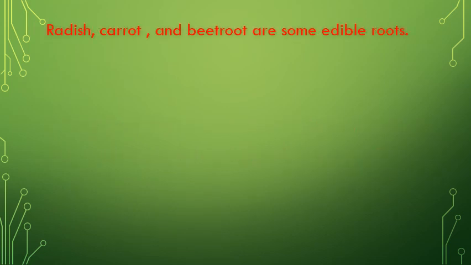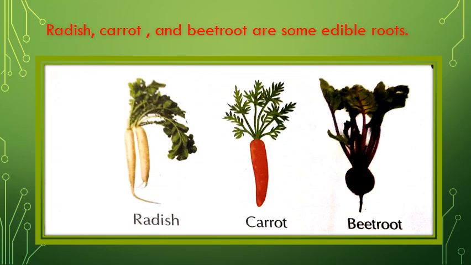In some plants such as radish, carrot and beetroot, the food prepared by the plant is stored in the roots. We eat these roots and get nutrition. So, the radish, carrot and beetroot are some edible roots.